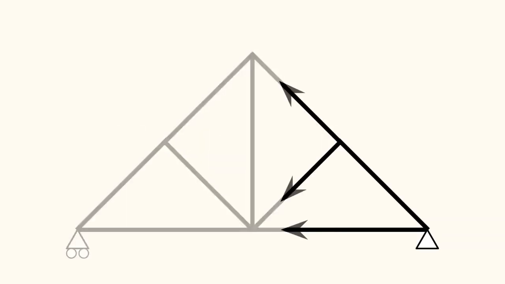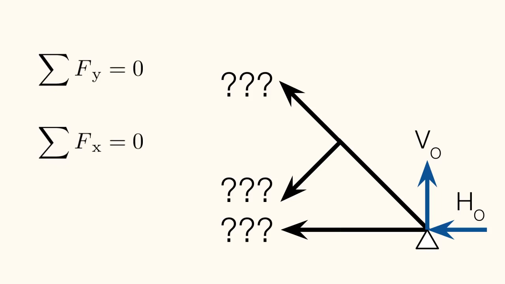The second is using the method of sections. In the method of sections, we take a part or a section of a truss and find the forces for the members that we split from the original truss. We can use the standard rules for static equilibrium, like the sum of the forces in the vertical and horizontal direction must be equal to 0, and the sum of the moments about any point must also be equal to 0 to find these forces.